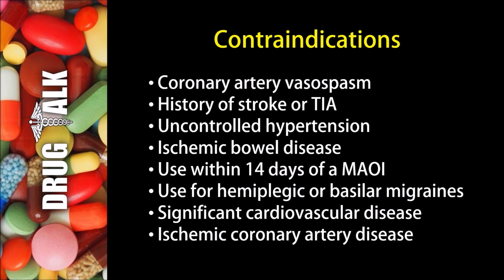With respect to contraindications or reasons we would not be able to prescribe Zolmitriptan, we wouldn't be able to give it to a patient who had coronary artery vasospasm, as well as patients who have a history of stroke or transient ischemic attack, or TIA. Patients with uncontrolled hypertension or high blood pressure would not be able to use this medication, as well as patients with ischemic bowel disease. This medication is not to be used within 14 days of a monoamine oxidase inhibitor, and it shouldn't be used to treat hemiplegic or basilar migraines. Patients with significant cardiovascular disease should not use this medication, as well as patients who have ischemic coronary artery disease.